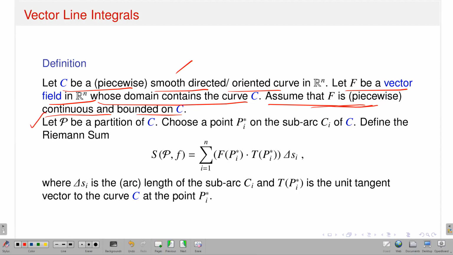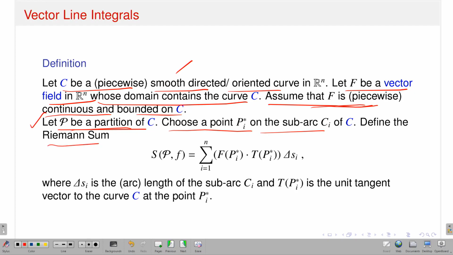If that is the case, let P be a partition. Now partitions, you know the notion of partitions, I already discussed in my last lecture. C will have a parameterization R, and if I take a partition in the interval A to B, it will give a partition of my curve C into finitely many subarcs, right. So let P be a partition. Now again choose the point Pi star on the subarc, say Ci, of C.